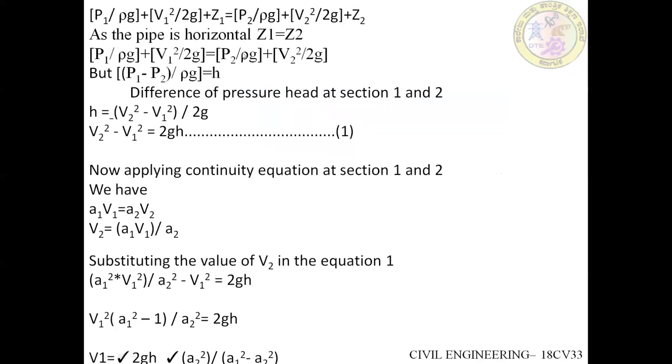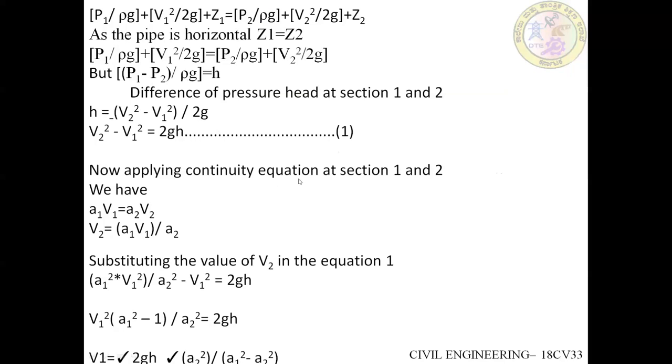Here, if you take all the pressure terms on one side and velocity terms on the other side, you'll get P1 by rho g minus P2 by rho g. We can write that as (P1 minus P2) by rho g, which is nothing but the difference of pressure head at section 1 and 2, which is replaced as H. So on the left-hand side, H will be equal to the remaining velocity terms, that is (V2 square minus V1 square) by 2g. The above expression we can rewrite as V2 square minus V1 square is equal to 2gH. Call it equation number 1.